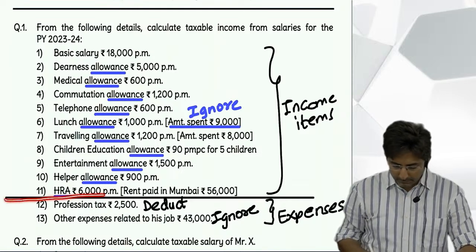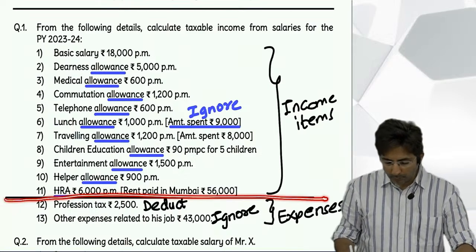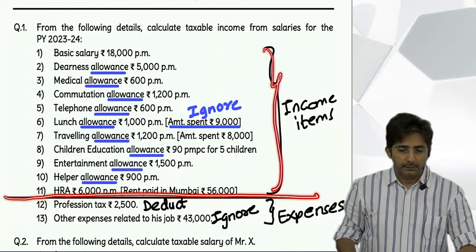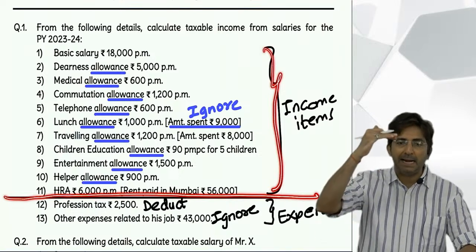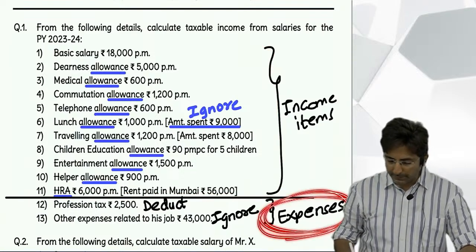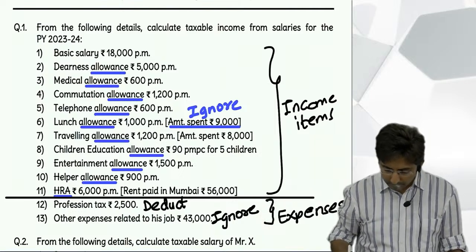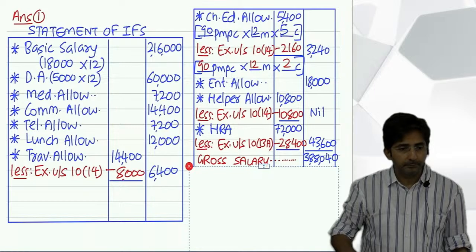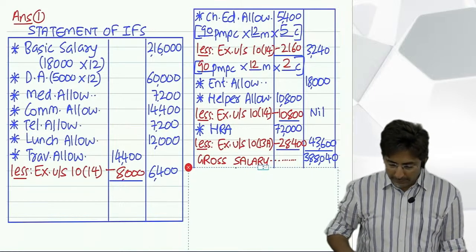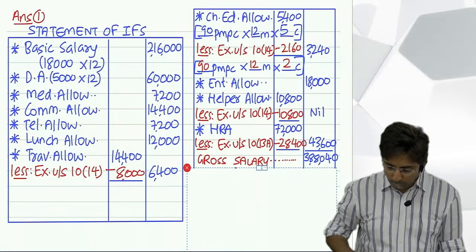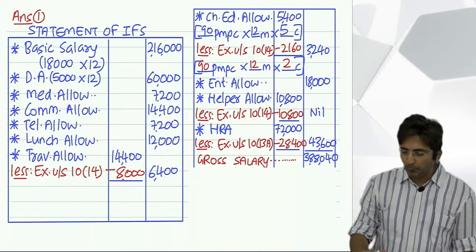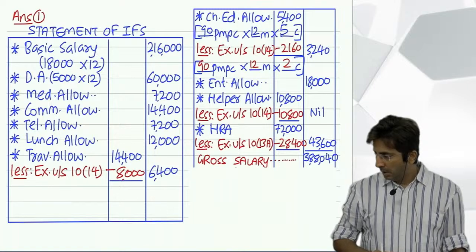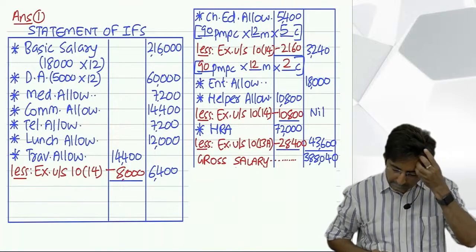Have you also drawn the line like this? You can do it with pencil if you don't want to spoil the book. Draw this line. Above were all income items. Until you come across income items, you simply add in the statement. But as soon as you come across expense, you have to minus it. Before deduction, you have to total up. All income items are done, and once you are done with all income items, you can total up. The total of the outer column is called gross salary. Your gross salary comes to 3,88,040.